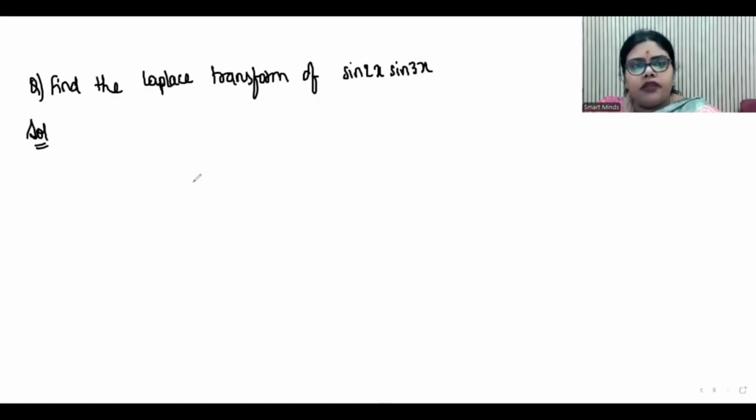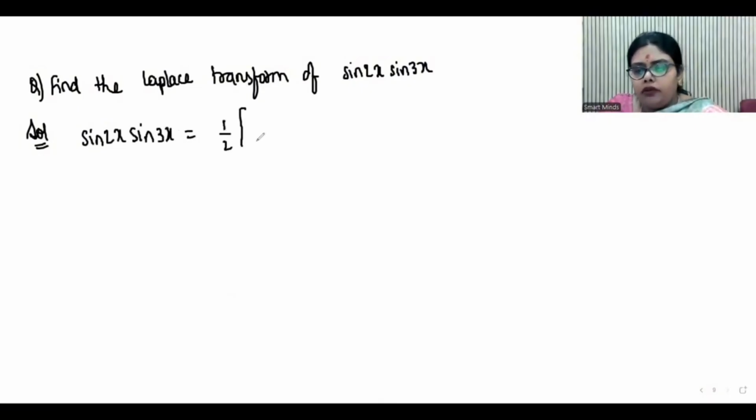Take the next question, very, very important. Find the Laplace transform of sin 2x sin 3x. Now, we have a formula for sin A sin B. That is, sin 2x sin 3x can be written as 1 by 2 into (cos x minus cos 5x). How did I get this x? I subtracted 3x minus 2x. Then how did I get this 5x? I added 2x plus 3x.